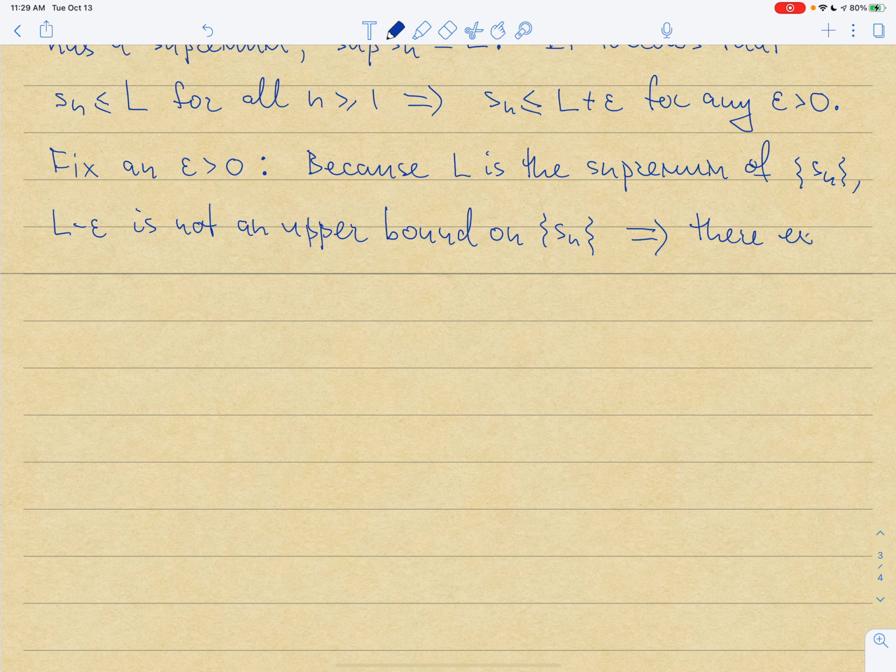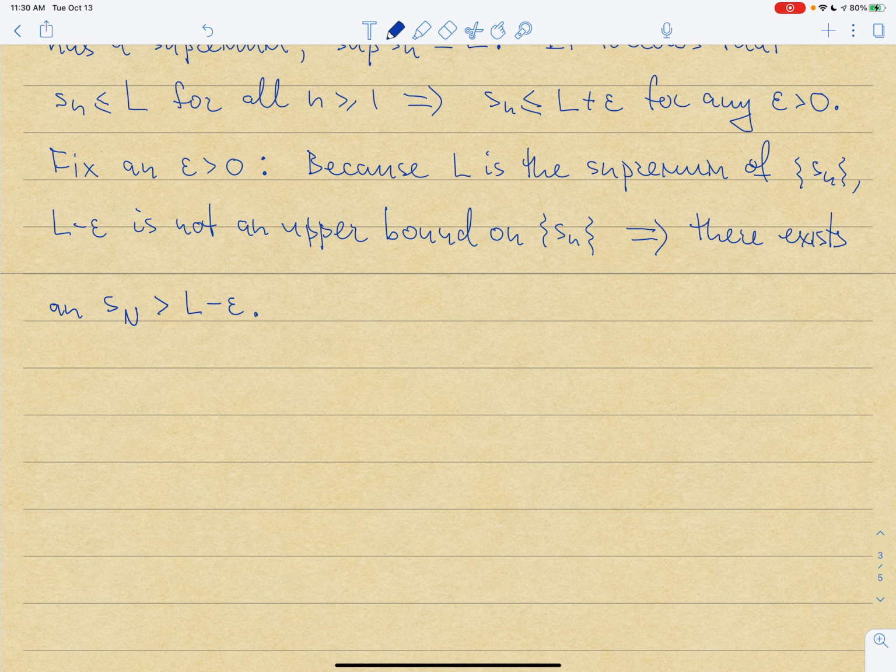So therefore, there exists an S, I'm going to call S capital N, such that S capital N is greater than L minus epsilon. Right? So there exists an element of my sequence, element of my set, which is greater than L minus epsilon. All elements in the sequence are labeled according to their index. So I found some element which is greater than L minus epsilon, and I'm going to denote its index by capital N.